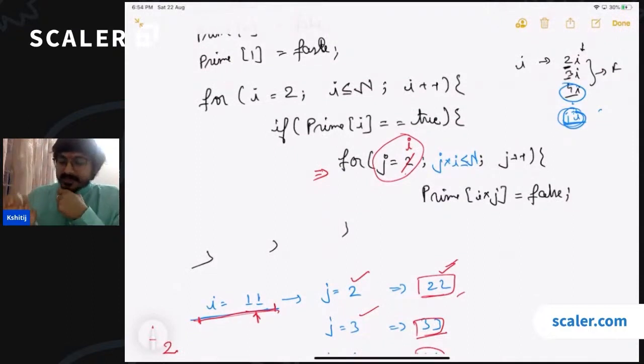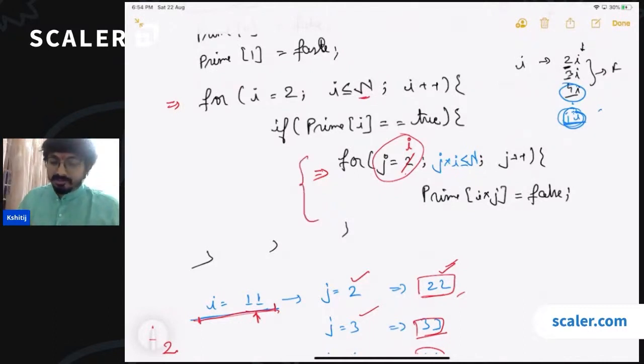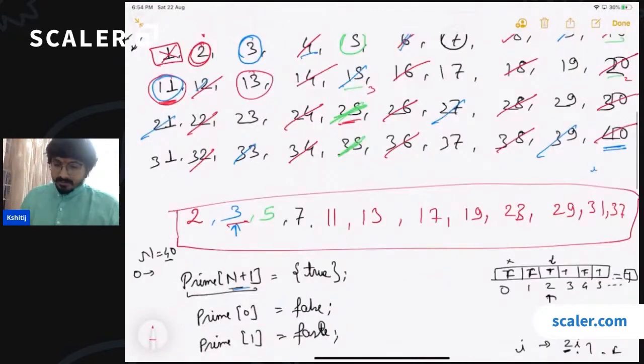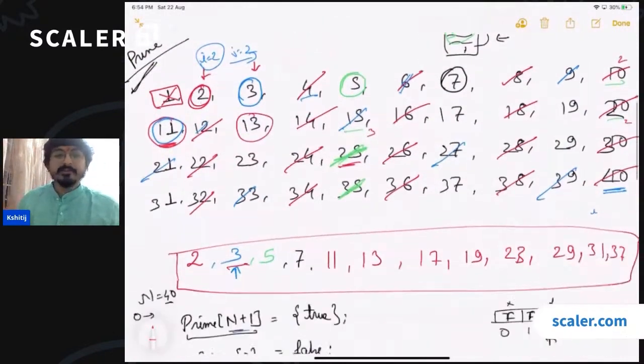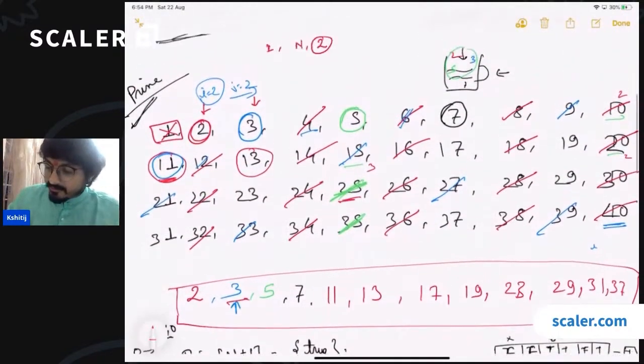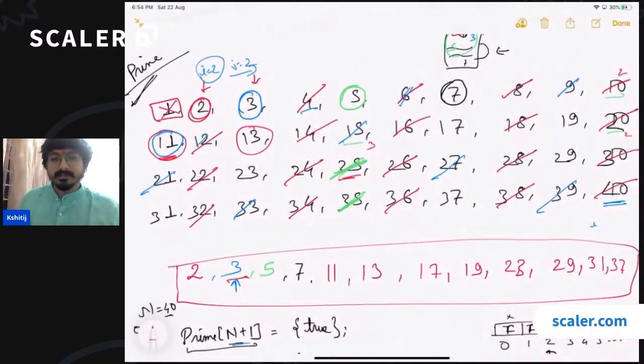Now, if we are starting j from I, what is the maximum value that I can take? Do we need to run the first loop till n? Okay, let us try to analyze the second loop, and that will give you the answer whether we should be running the first loop till n or not. Should it go till n by 2? So what is the maximum value that we have to cut? The maximum value that we have to cut is here 40, right?